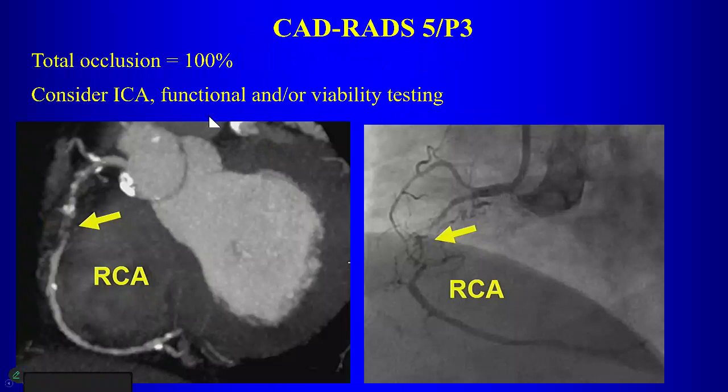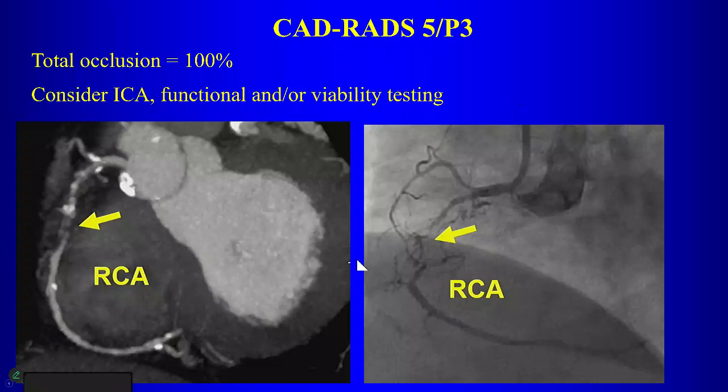If there's a total occlusion, that's a CAD RADS 5. So if there's complete occlusion of the coronary artery, here you might consider invasive coronary angiography or functional and viability testing. So viability testing to determine how much viable myocardium there is in the territory of the obstructed vessel. So here if the vessel is completely obstructed, why do we still opacify the distal right coronary artery? We can still see the distal right coronary artery even though there's a complete obstruction here. So how does that occur?